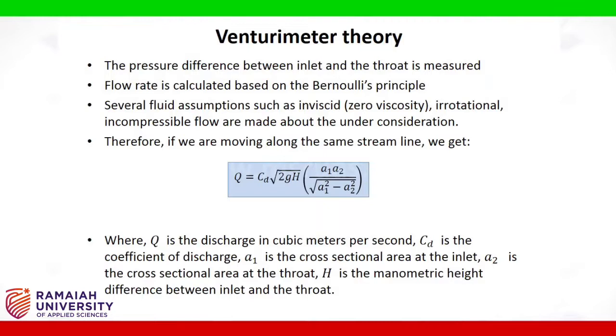Several fluid assumptions such as inviscid, that is zero viscosity, irrotational, incompressible flow are made about the flow under consideration. The flow rate is given by Q is equal to CD into square root of 2GH into A1 A2 divided by square root of A1 square minus A2 square, where Q is the discharge in cubic meters per second, CD is the coefficient of discharge, A1 is the cross-sectional area at the inlet, A2 is the cross-sectional area at the throat, H is the manometric height difference between inlet and the throat.